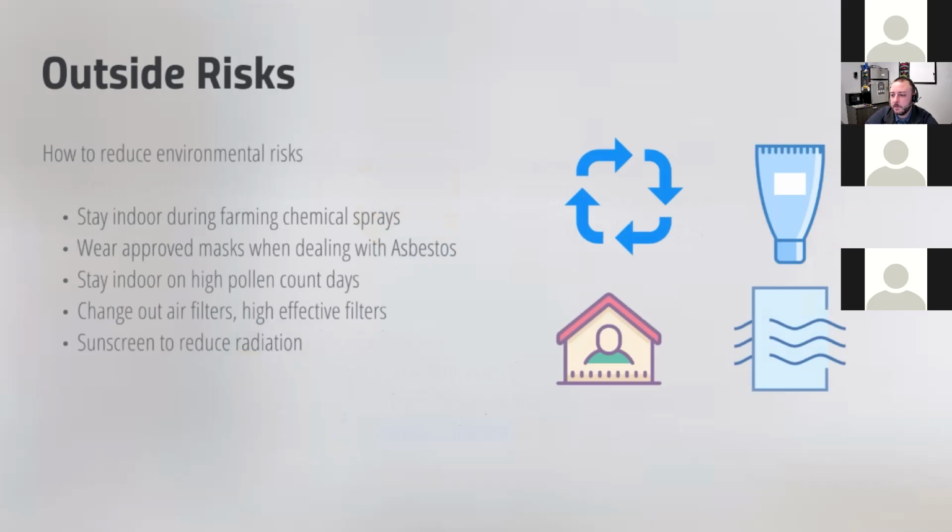We already covered this, but stay indoors during farming chemical sprays, wear approved masks when dealing with asbestos, or on days that are high in pollen count or high exhaust. Change out your air filters. Make sure you have high efficiency filters, and then also use sunscreen to reduce some of the radiation that comes from the sun.